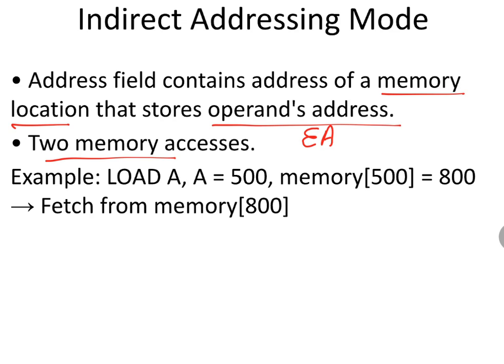Let us take this example: load A where A is equal to 500, right? At 500 another address is stored, that is 800, and at 800 we have our actual operand, right?